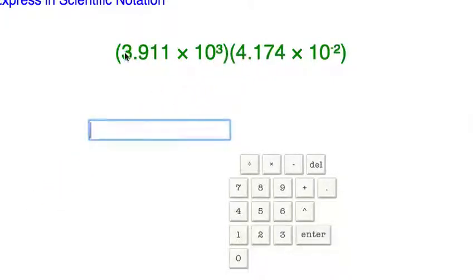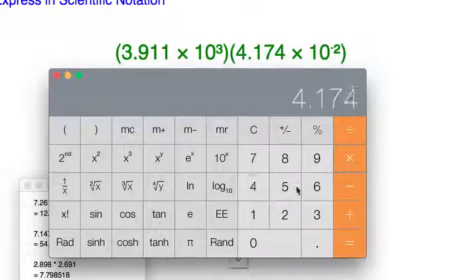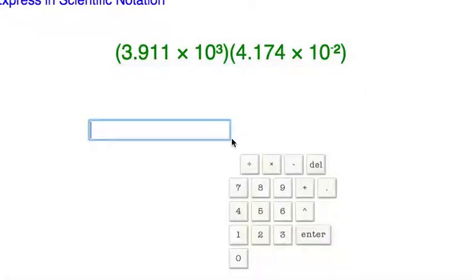All right, one more. So I'm going to multiply these two numbers together. 3.911 times 4.174 is equal to 16.32451. Okay, and remember that's like 1.632451 times 10 to the 1. So I'm going to add a 1 to my exponent. Okay, so 10 to the 3 times 10 to the negative 2, add those together, that's 10 to the 1. Add another 1 to that, times 10 to the 2. So times 10 to the power of 2.